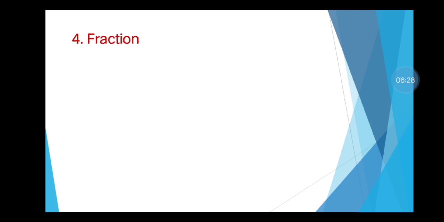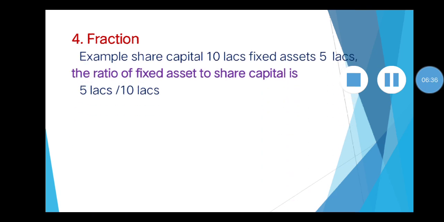Fourth and the last one is fraction. In this case, I will give you an example. Share capital rupees 10 lakhs, fixed assets 5 lakhs. If you are expressing your ratio as a fraction, the ratio of fixed asset to share capital is 5 lakhs divided by 10 lakhs.